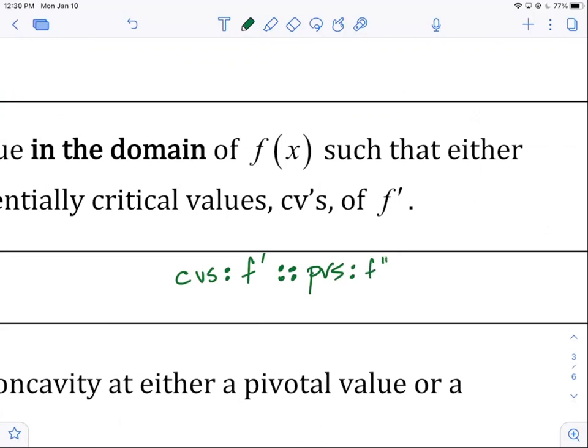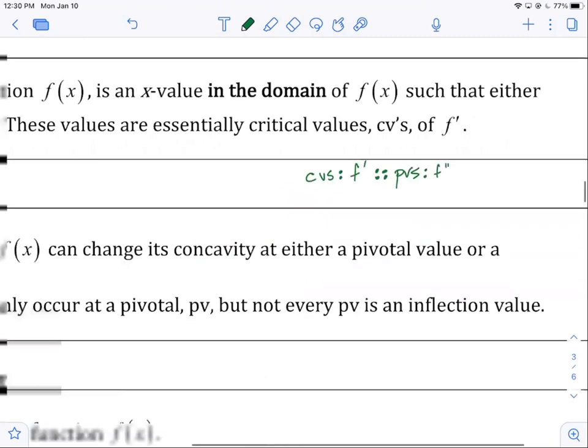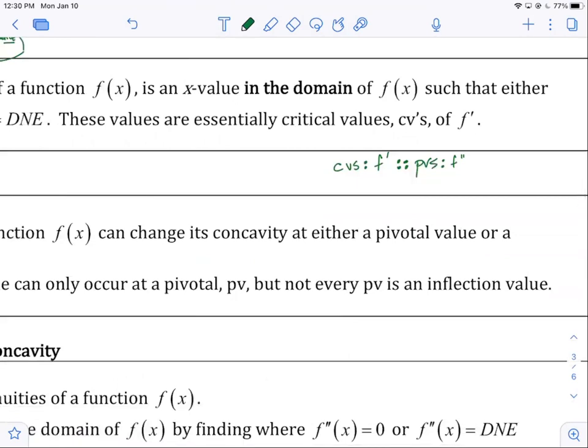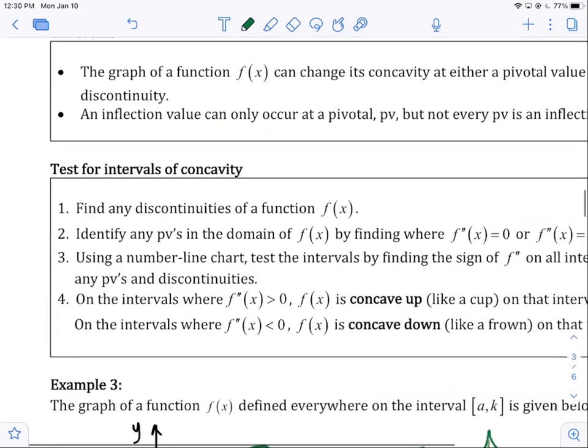Y'all know this notation with the colon and the double colon? Have y'all seen that? Yeah. It's the old way to write analogies, and they used to be on the SAT like that. Critical values are to f prime as pivotal values are to f double prime. Okay. Yeah. All right. Braille, they call it. Yeah. Blind dots. Nice. All right.